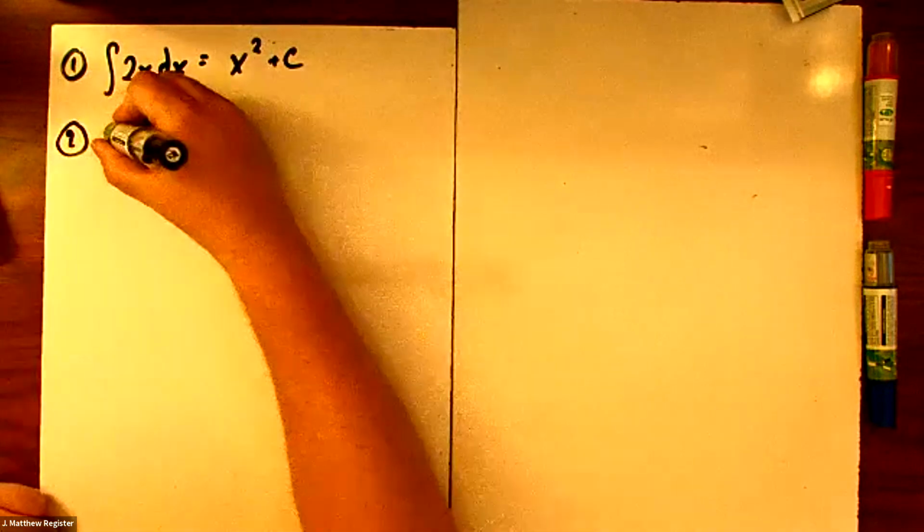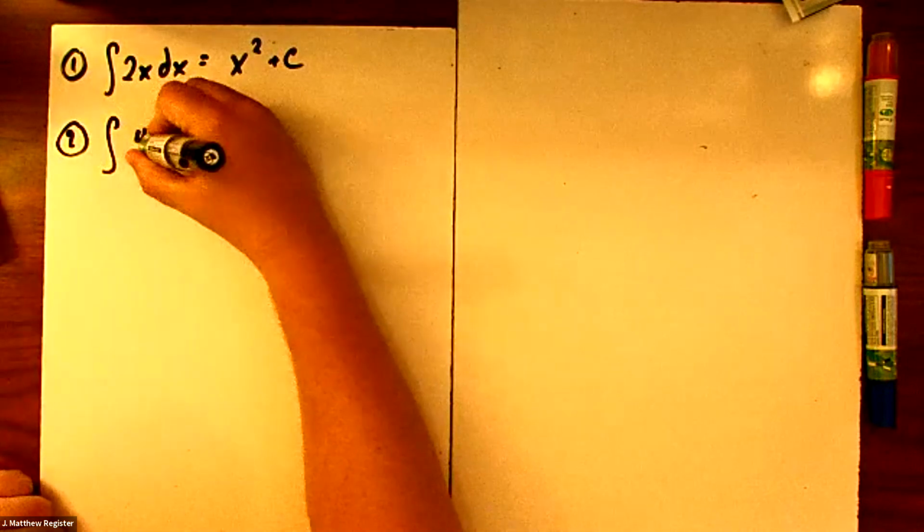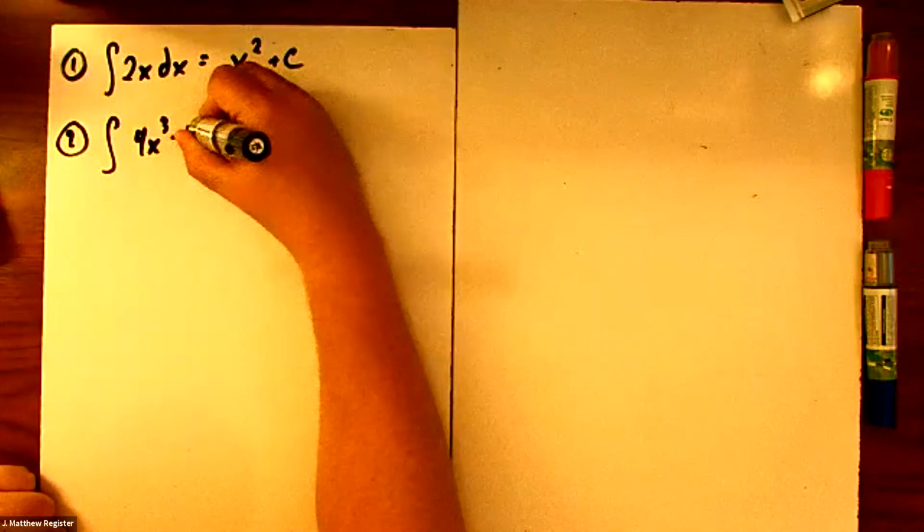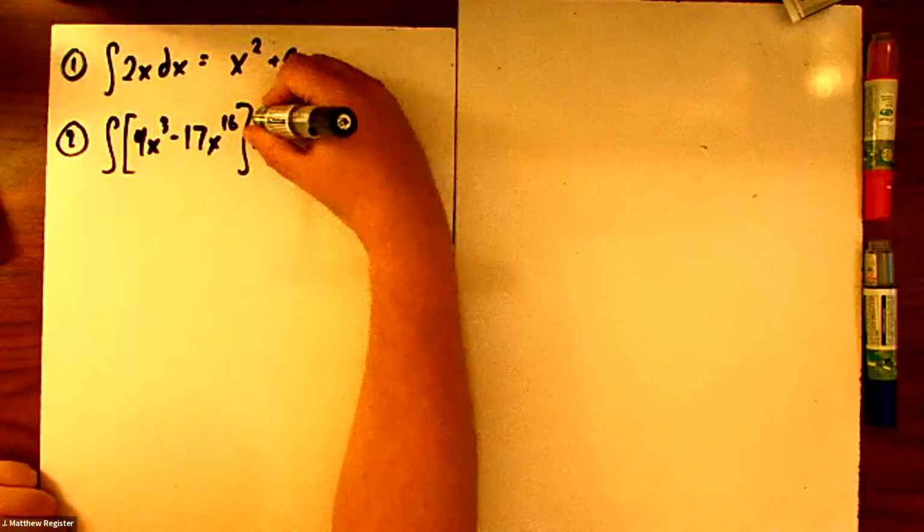And so for the next one, the integral of 4x cubed minus 17x to the 16th dx.